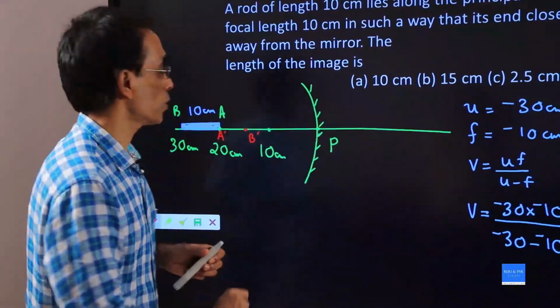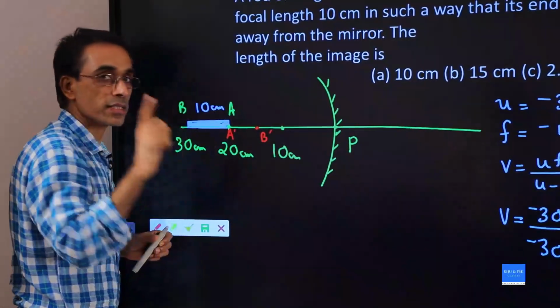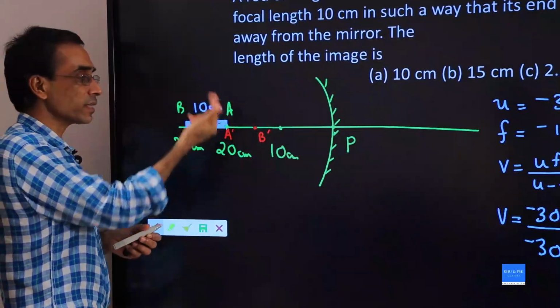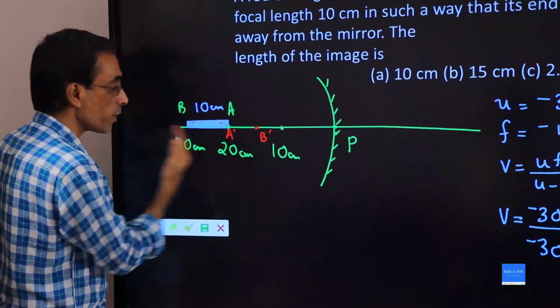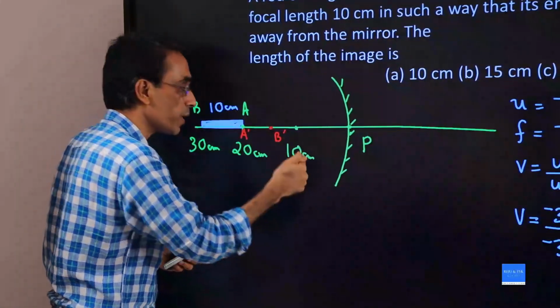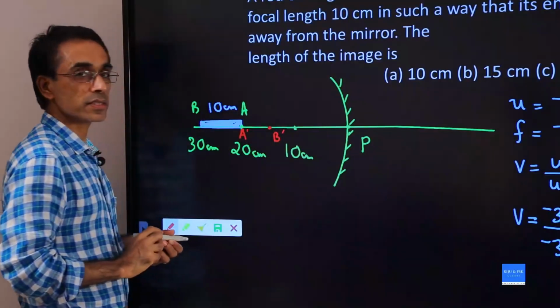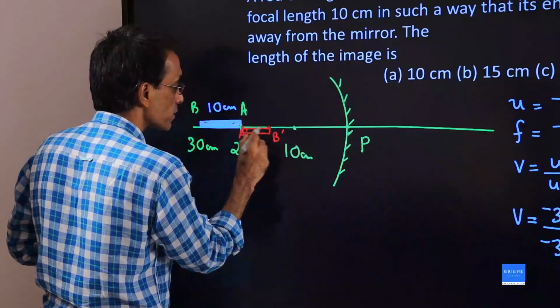A has its image at A dash. Why? Because A is at the center of curvature, its image will be again at the center of curvature. But B is away from the center of curvature, so its image must be between 2F and F. That's what we got as B dash. And the image will look like this.